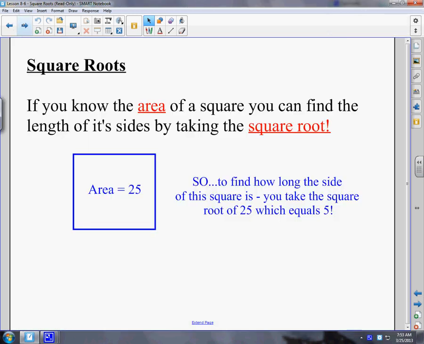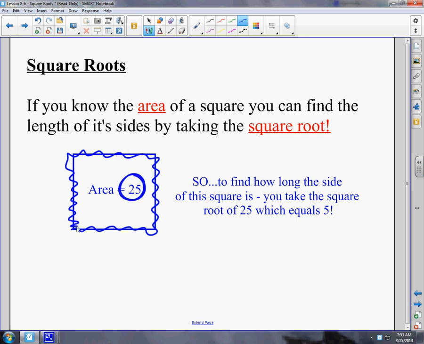8.6. Now, square roots: if you know the area of a square, you can find the length of its side by taking the square root. So here is an example. This square has an area of 25. So there's my area. And if you remember, we've been doing area of trapezoids, parallelograms, triangles, all those shapes, circles. So now we're looking at how do we find the numbers that equal the base and the height.